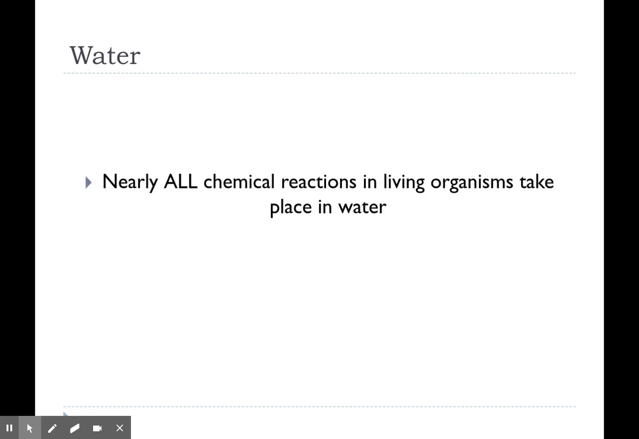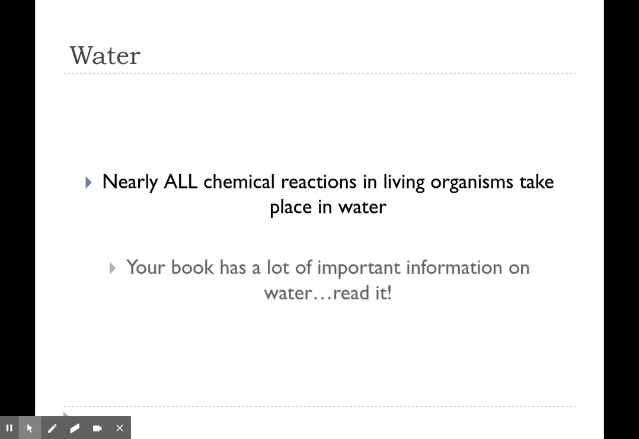All right. Nearly all of the chemical reactions in living organisms take place in the water or cytoplasm of the cells. So, water is responsible for many, many things inside a cell, but one of the primary ones is as a place for chemical reactions to take place. Your book will have a section on water and its responsibilities. There's actually 4 things you need to know that water does for a cell, and there will be a quiz question on that. So make sure that you read the section on water.